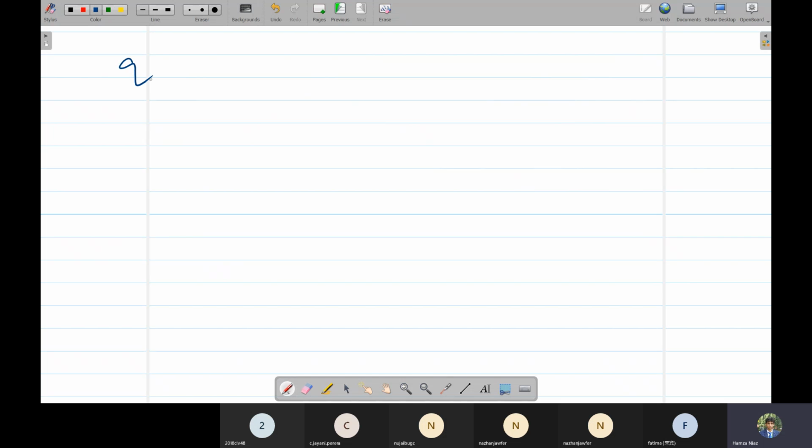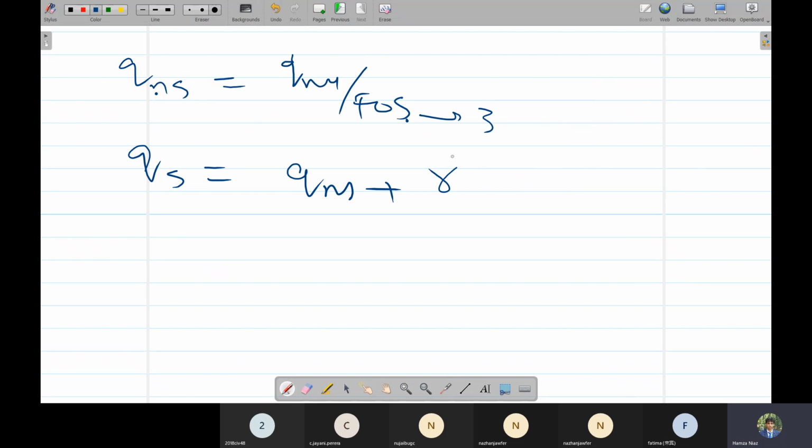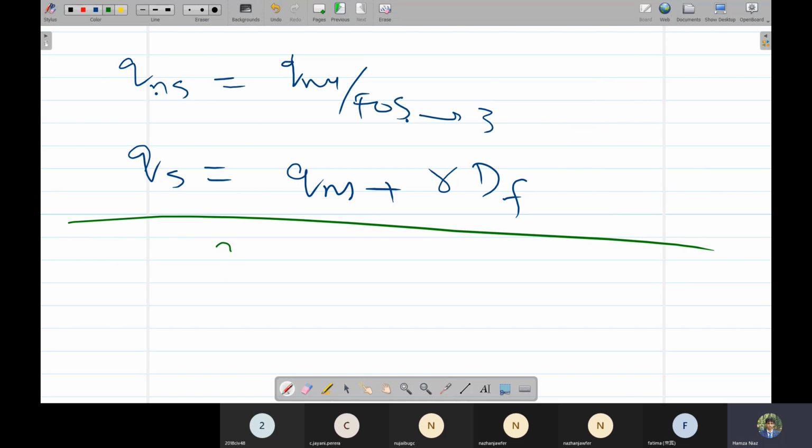From net ultimate, we can find net safe, that is simply Q net ultimate divided by the factor of safety. Factor of safety is 3. And from net safe, we can find Q safe, that is Q net safe plus gamma DF. Simply add the overburden pressure and we get Q safe. Now again use the same expression: Q safe is equal to Q over A. Now we know Q safe and A, we do not know Q. So simply Q is equal to QS into A, and we can find the allowable or safe load from this expression.